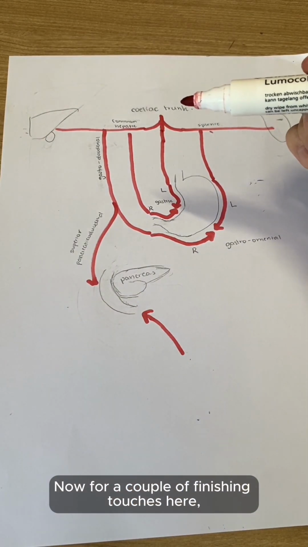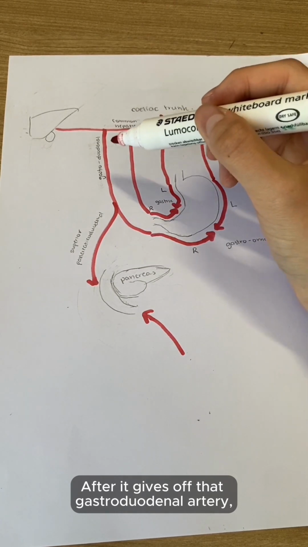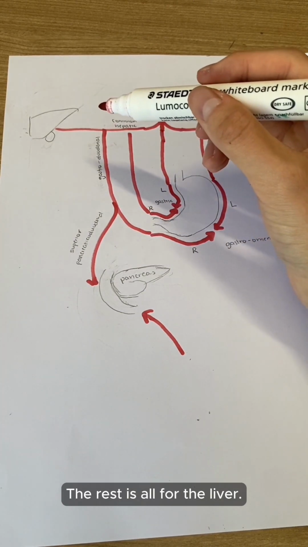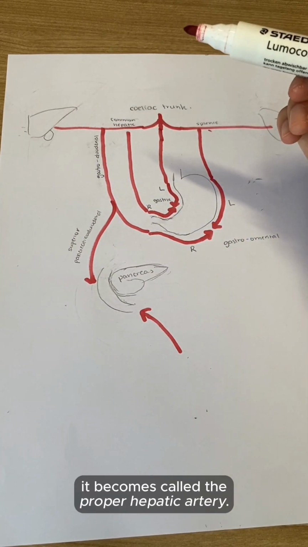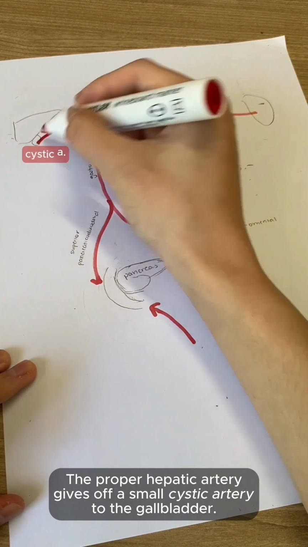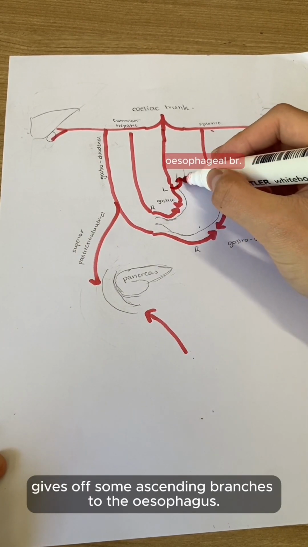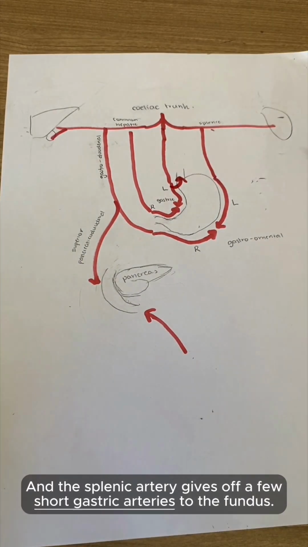Now for a couple of finishing touches. If you look at the common hepatic artery, after it gives off that gastroduodenal artery, the rest is all for the liver. So from that point onwards, it becomes called the proper hepatic artery. The proper hepatic artery gives off a small cystic artery to the gallbladder. Finally, the left gastric artery gives off some ascending branches to the esophagus, and the splenic artery gives off a few short gastric arteries to the fundus.